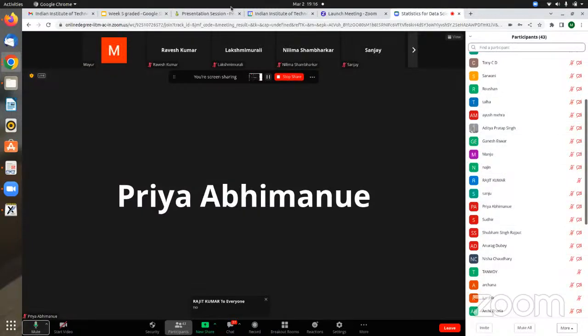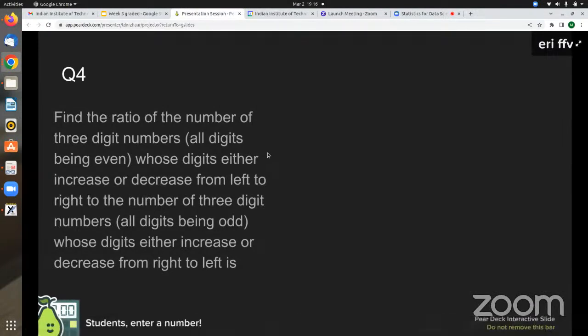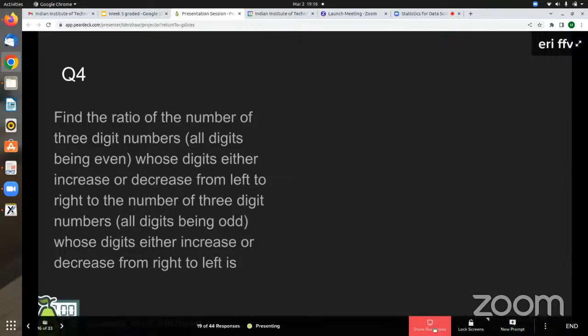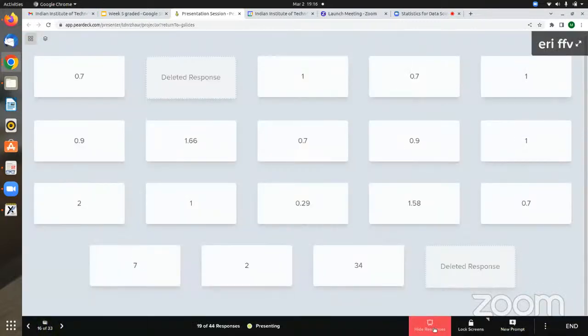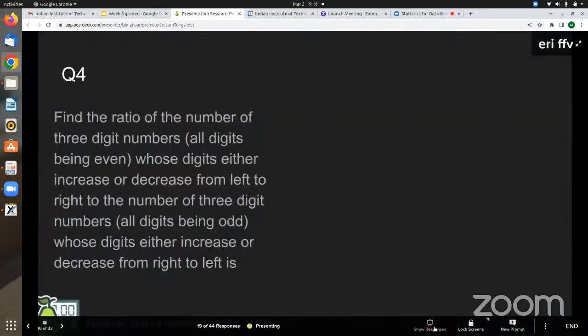Okay, so I don't think a lot of people are able to solve this question. I think in one of the last sessions I mentioned how to solve this. Let's see the solution. The answers I am seeing here are all different, so let's see which is the correct answer. There is only one common answer, 0.7. Apart from that, nothing is common. So let's see which is the correct solution.